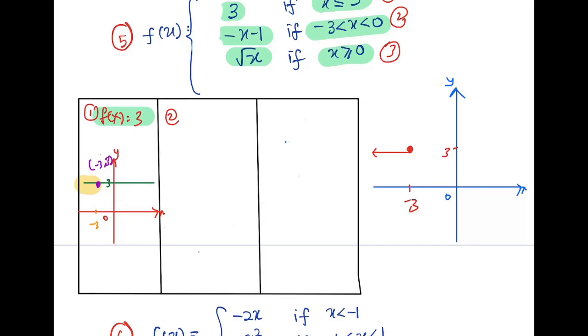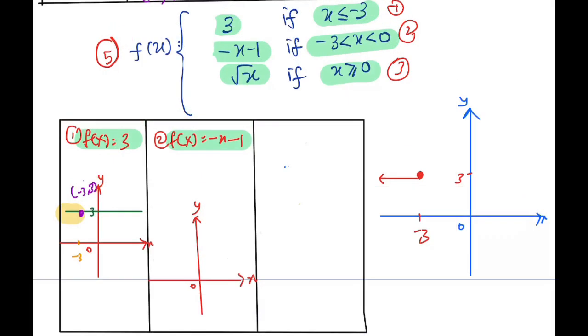Let's go to graph number 2. f(x) is minus x minus 1. So now you want to solve for f(x) equal to minus x minus 1. Now you can see that equation number 2 is linear. The highest power is 1. So how to graph a linear function? Two points is enough to draw a straight line.